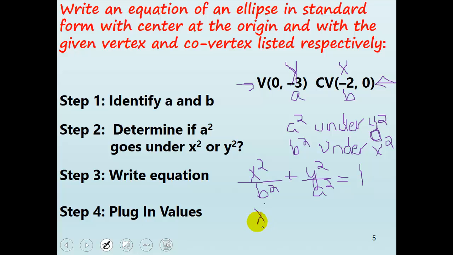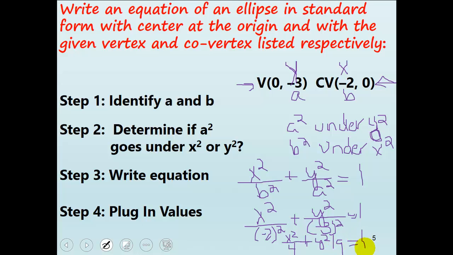So I have x squared, b is -2, -2 squared is 4, y squared over -3 squared. And so I hope I can fit this in. I get x squared over 4 plus y squared over 9 equals 1. Why don't you try the video question? Okay.